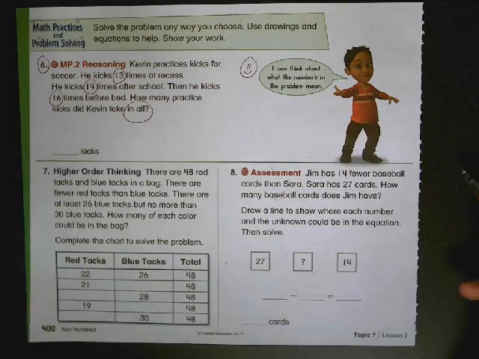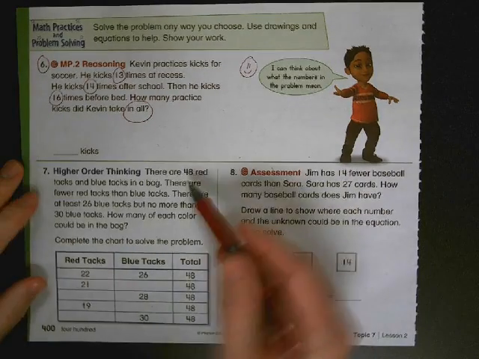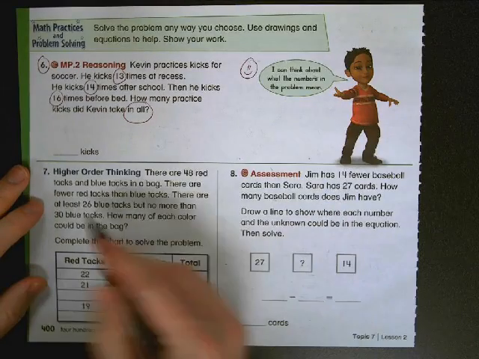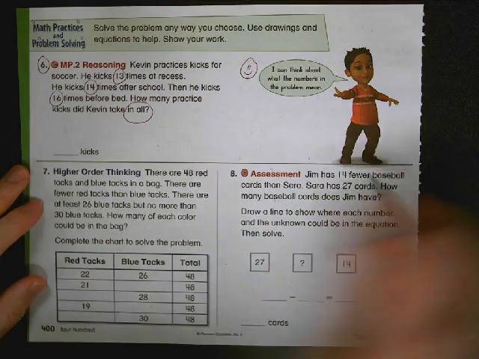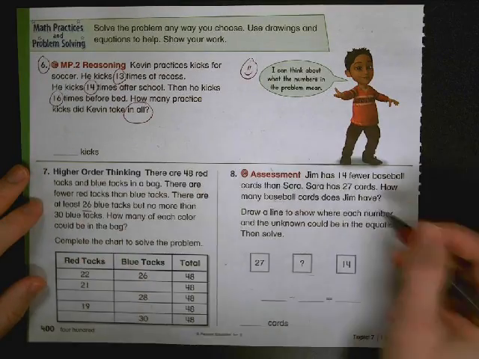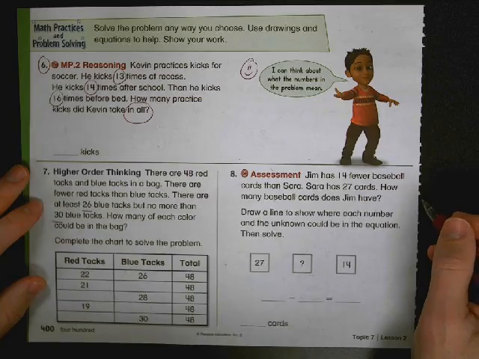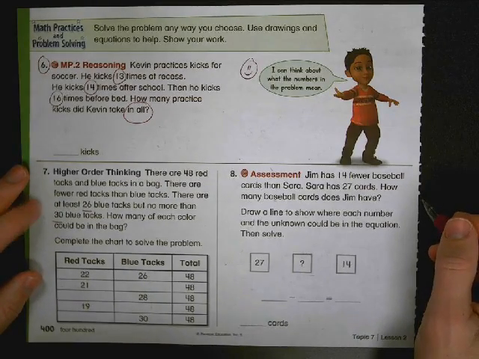I'll work with you on number 7. There are 48 red tacks and blue tacks in a bag, so 48 total in a bag. There are fewer red tacks than blue tacks. There are at least 26 blue tacks, but no more than 30 blue tacks. How many of each color could be in the bag? Whoa. I see.